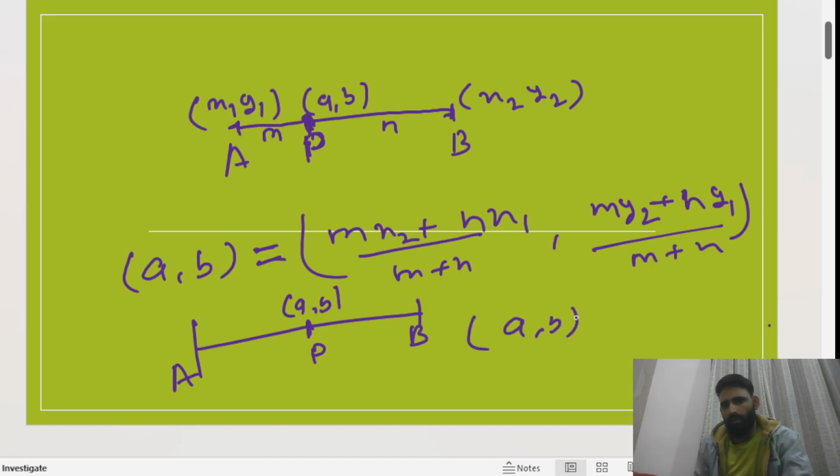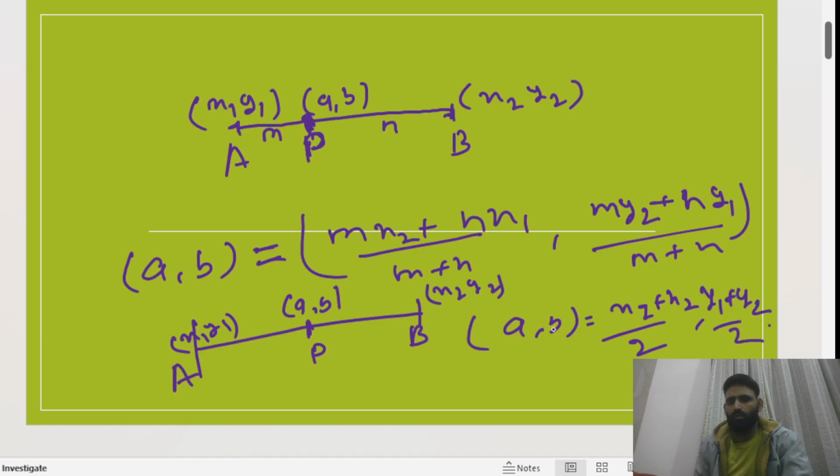A comma B, this coordinate is x1 y1 and this coordinate is x2 y2. So we can say x1 plus x2 divided by 2, y1 plus y2 divided by 2. So this is equal to the mid coordinate of the line: x1 plus x2 divided by 2 and y1 plus y2 divided by 2.